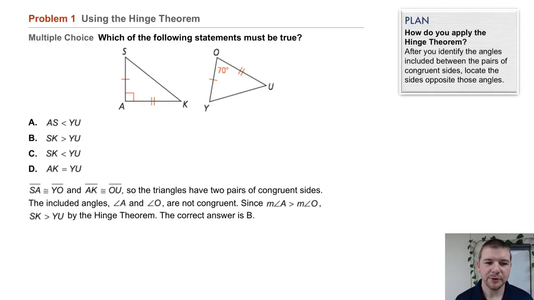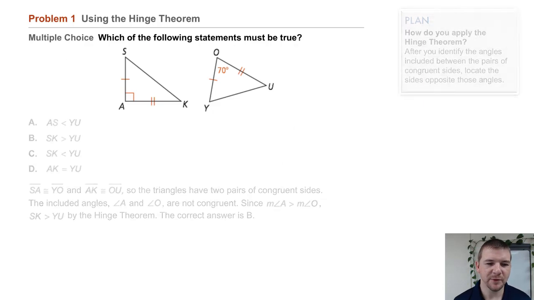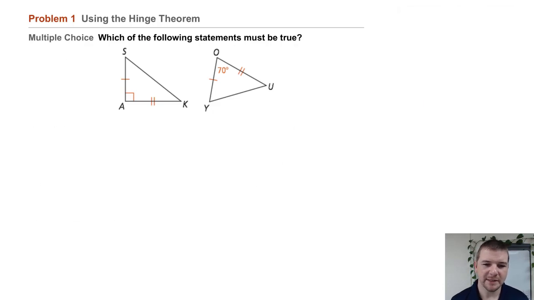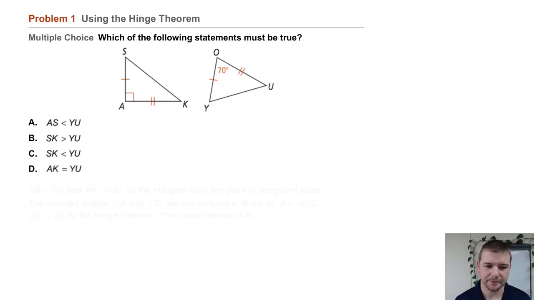Problem 1. Using the Hinge theorem. And this one's multiple choice. Which of the following statements must be true? Well, A, statement that AS is less than YU. B, that SK is greater than YU. C, SK is less than YU. And D, AK equals YU.